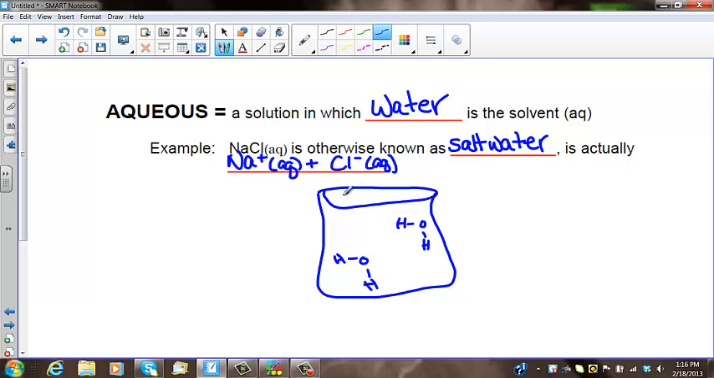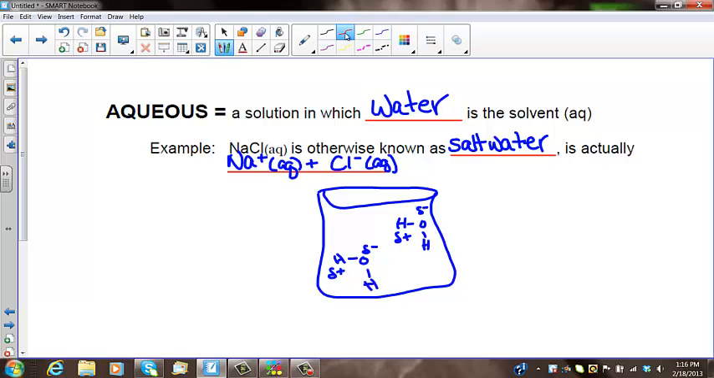And what happens when I put solid sodium chloride in here, the NaCl separates into ions. Remember that the oxygen side of the water molecule has got a partial negative charge, while the hydrogen has a partial positive charge. And remember that opposite charges attract.